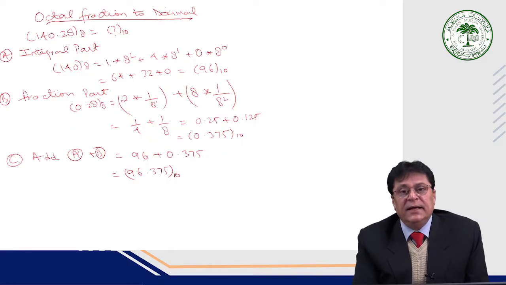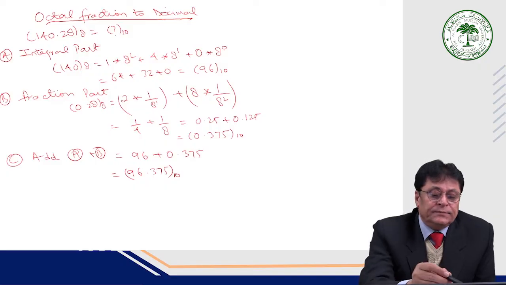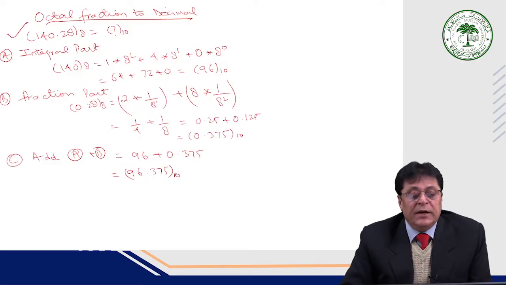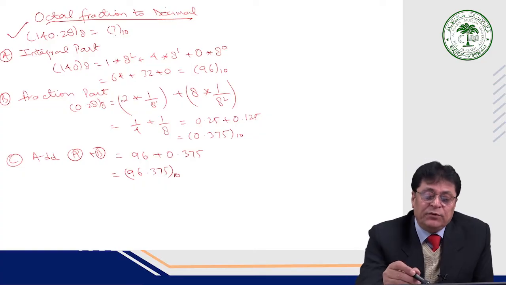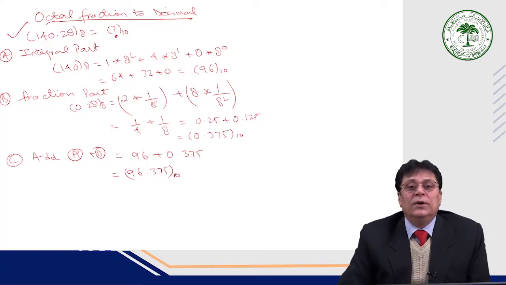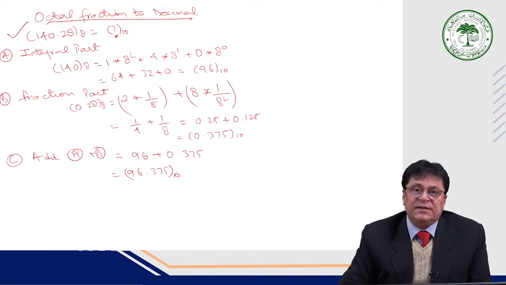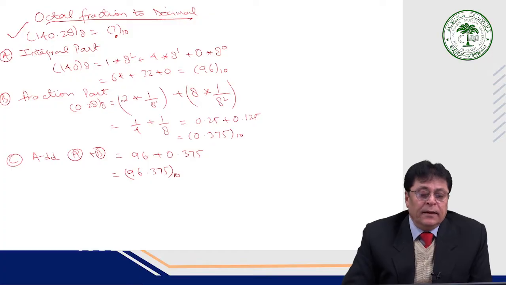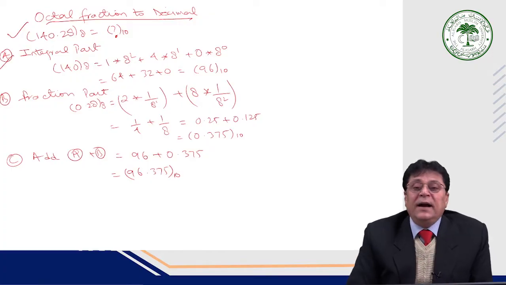Now we move on to another example, how to convert octal fraction to decimal fraction. So let us again take one example. Suppose we have a number 140.28 octal, and we have to convert it into the equivalent decimal number. The procedure is the same as we discussed for binary. We will treat the integral part and fractional part separately.